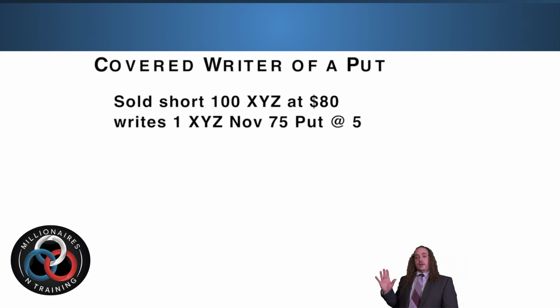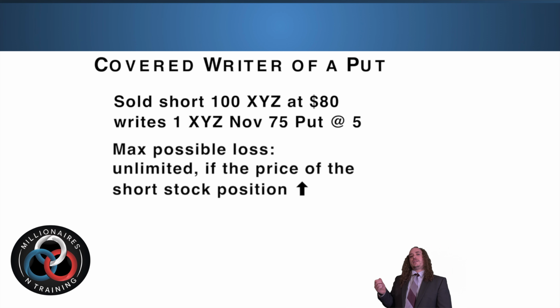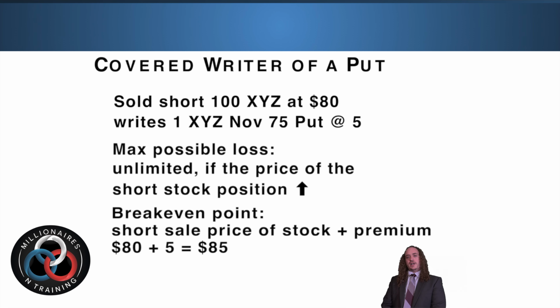What is the maximum possible loss for the writer of a covered put? Remember that the writer of a covered put is covered by a short stock position. In our example, how far up can the market move against a short stock position? Unlimited. Therefore, the maximum possible loss for the writer of a covered put using a short stock position is unlimited. In reality, the Options Clearing Corporation, or OCC, does not permit customers to use short stock positions to cover the writing of a put.